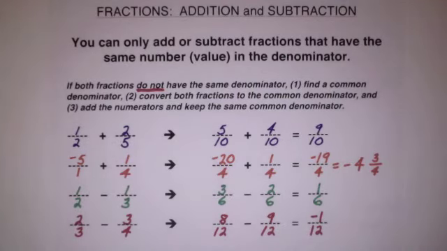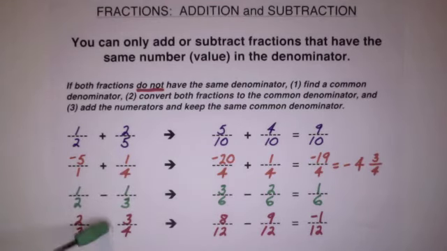What I'm really doing is multiplying 4 over 4, which is the same as 1, anything over itself. I'm multiplying 4 over 4 to the number 2 over 3. 4 times 2 is 8. 4 times 3 is 12. So 2/3 is equivalent to 8/12.